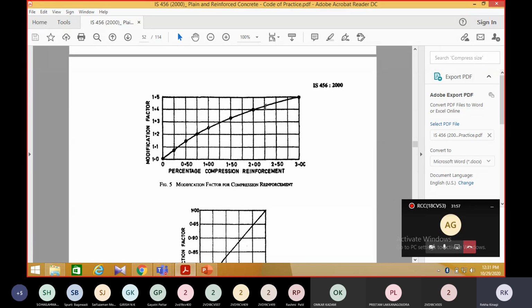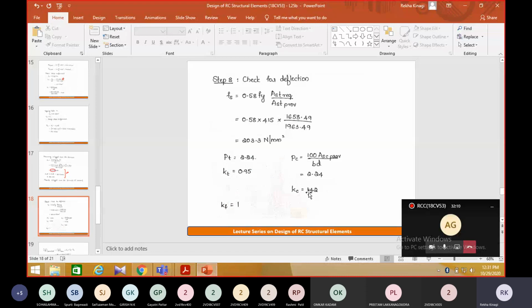So somewhere around here, it lies between 1.4 to 1.5. So here it is being considered as 1.42. Kc value is considered as 1.42 and Kf value is considered to be 1 since we are not designing for the flanged section, we are designing for the rectangular section. If you are not designing for the flanged section, Kf value is to be considered as 1.